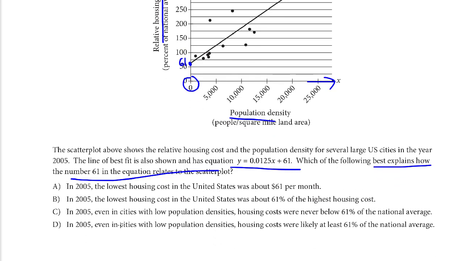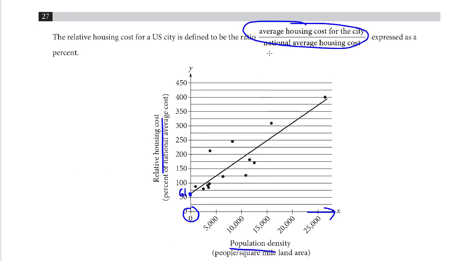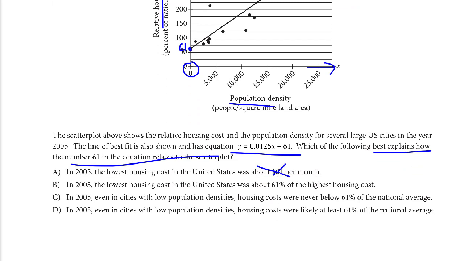Okay? So, in 2005, the lowest housing cost in the United States was about $61 per month. No, the relative housing cost is a percent figure in the first place. In 2005, the lowest housing cost in the United States was about 61% of the highest housing cost. No, I don't think relative housing cost is divided by the highest cost. It's divided by the national average. So no, that's not correct.